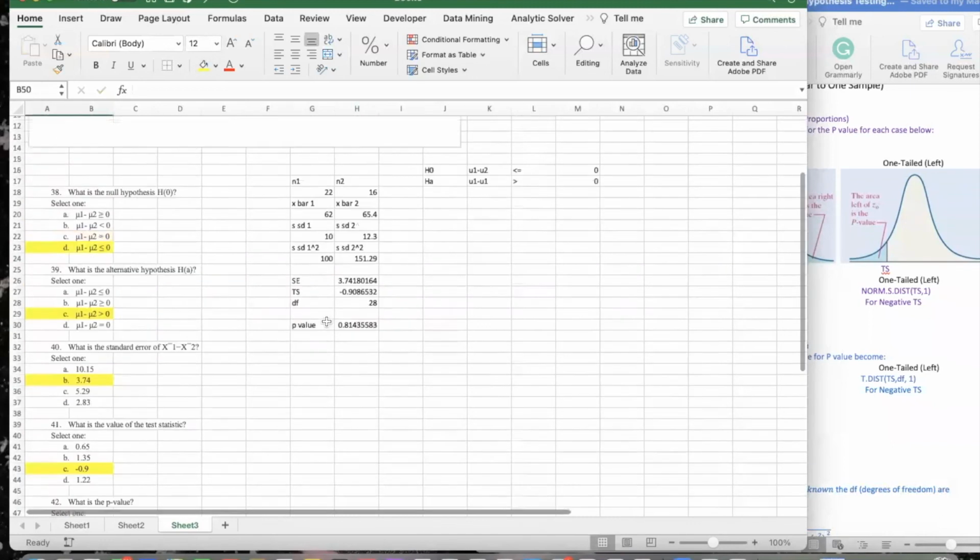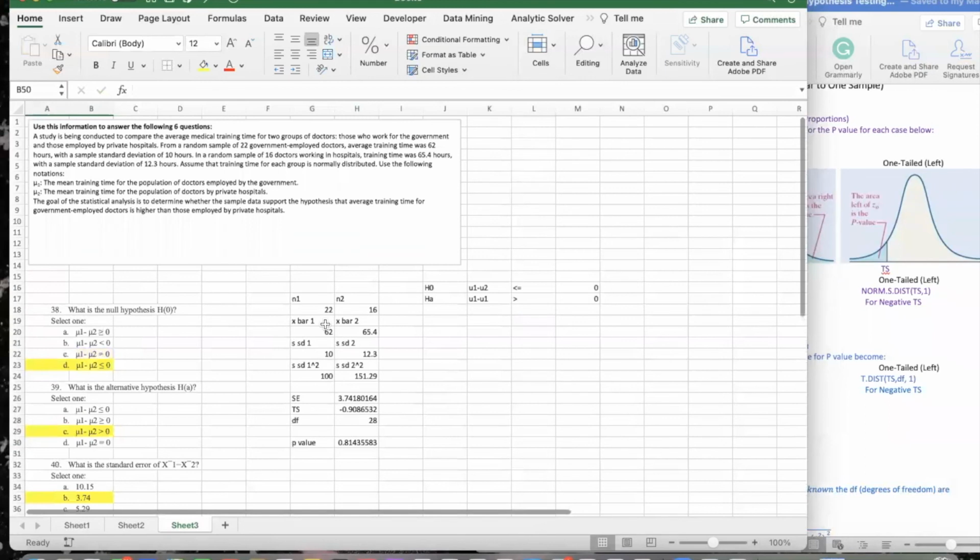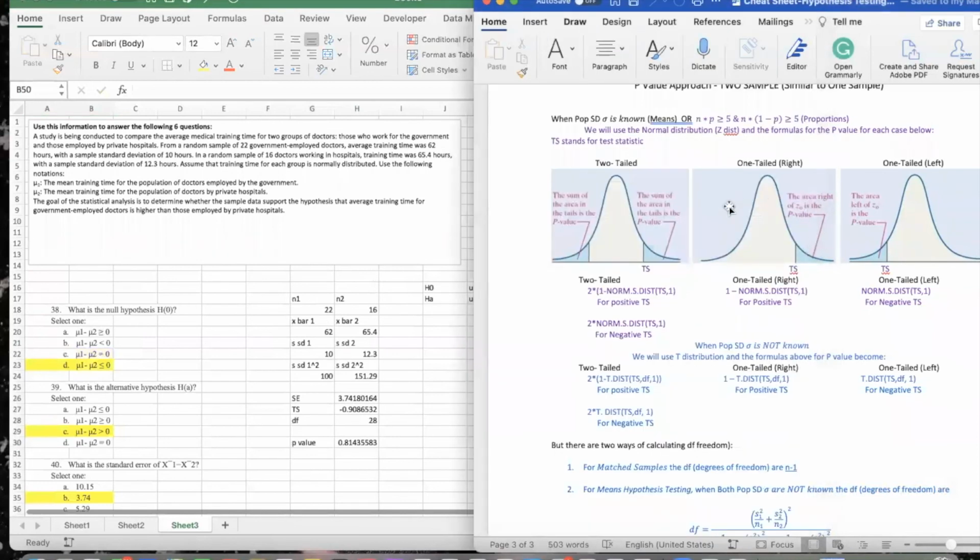And that's how you do this problem. For these problems, you just have to do a lot of practice. Practice, practice, practice, be able to identify which case you have. And then I feel like this formula sheet is all you need to be able to do this stuff.